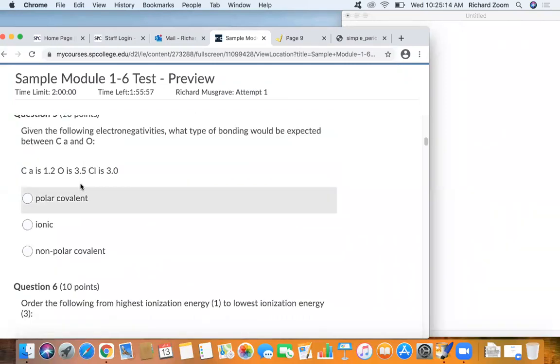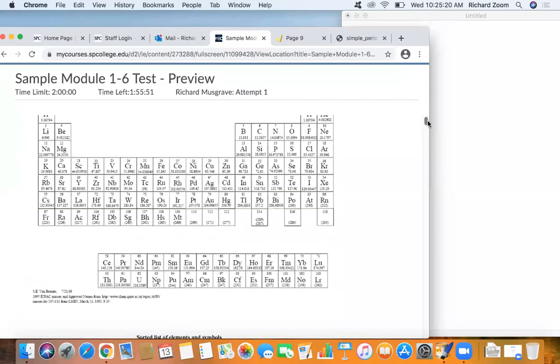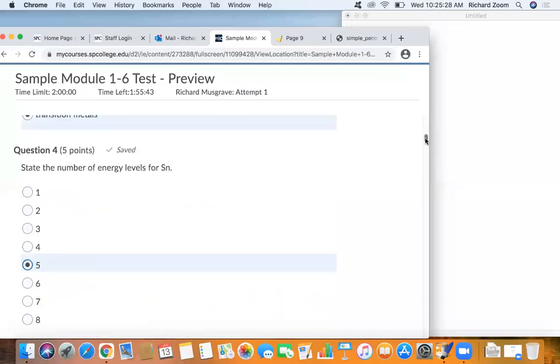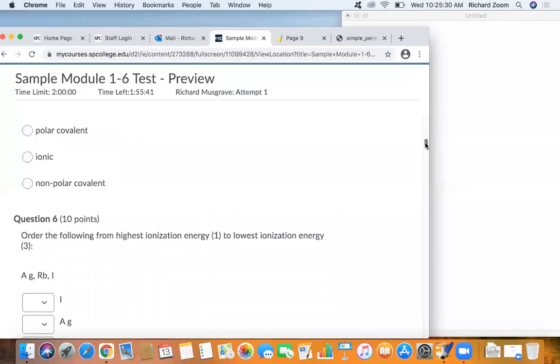For the bonding, we talked about this. This is between Ca and O. So what we do is we look at the periodic table and we look at the relative positioning of calcium and oxygen. You can see that they're very far apart, which is going to indicate they're most likely going to be an ionic kind of bond. So you select ionic.